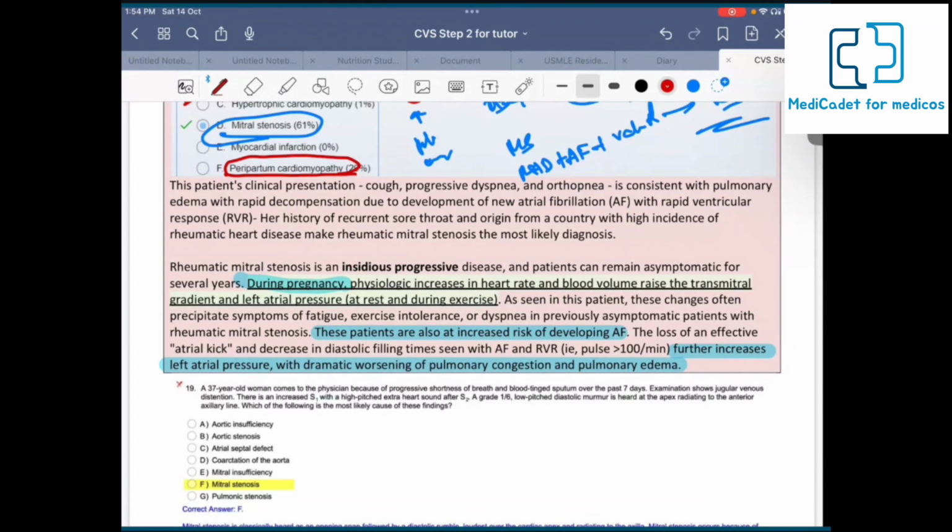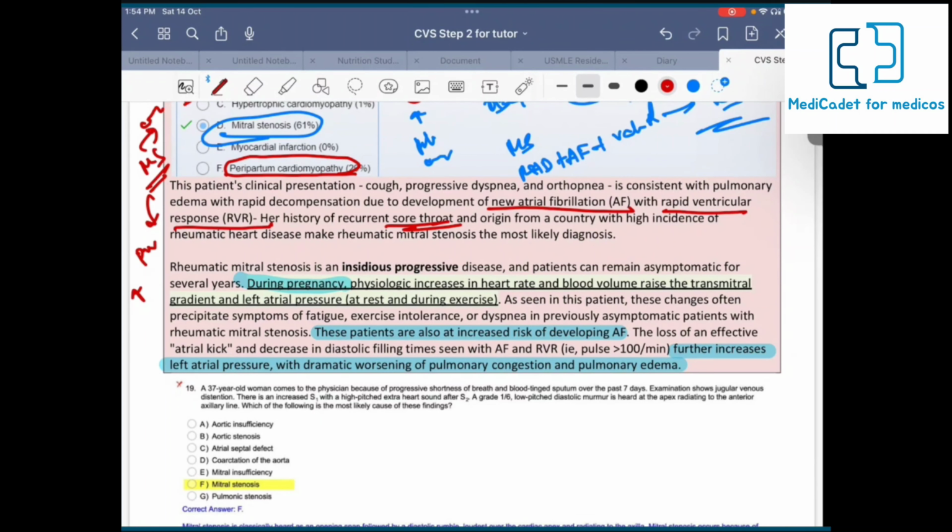Okay, I'll see if they've mentioned anything new. They're saying a new atrial fibrillation with rapid ventricular response with RHD history is going to be MS, because most MS patients, as I told you, are not going to be symptomatic. If it is congenital, it's not going to be symptomatic. But what happens in pregnancy?